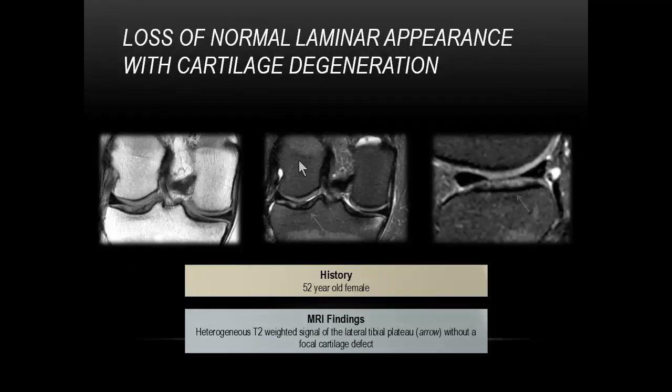Likewise, with more chronic cartilage lesions, we oftentimes end up with a very heterogeneous structure. We lose that normal nice laminar appearance that we see on proton density MRI. We end up with a heterogeneous appearance. Again, structurally, a fairly good preservation of tissue within that joint, but were we to look at that underlying collagen matrix, we'd see that it's damaged, and it's been damaged for some time.